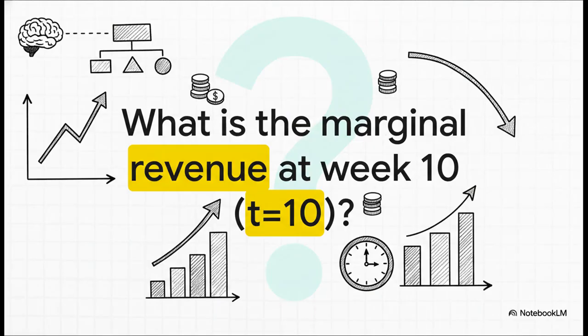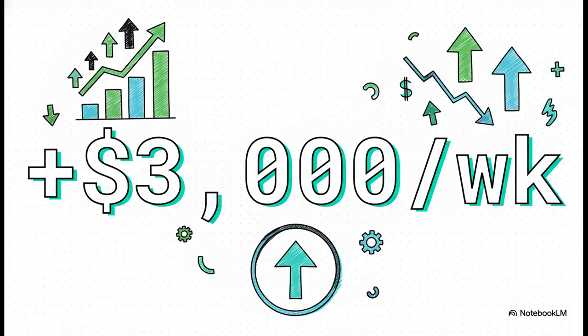All right, let's put it to the test. Let's say we're 10 weeks into the launch. The board of directors is meeting and they want to know, is our strategy working? Are we gaining or losing momentum? To answer that question with data, we need to evaluate our new marginal revenue function at t equals 10. So we plug in 10 for t, we run the numbers, and what do we get? We get positive $3,000 per week.